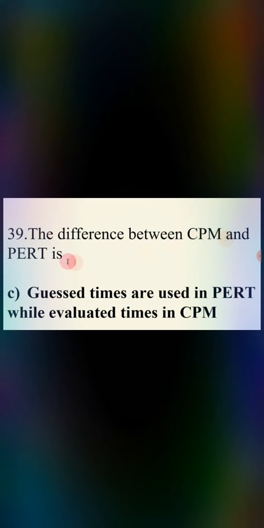The difference between CPM and PERT is that estimated time is used in PERT while evaluated time is used in CPM.